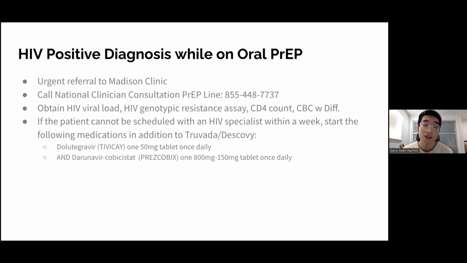If the patient cannot be scheduled with an HIV specialist within a week, then start the following medications in addition to Descovy or Truvada. So you will want to start dolutegravir 1 tablet once daily, and darunavir cobicistat or Prezcobix 1 tablet once daily. And what you're doing essentially is treating HIV with a multi-medication regimen. Truvada and Descovy form a part of HIV treatment, so you would just add these additional medications on top of Truvada or Descovy, and that makes a complete HIV treatment regimen.